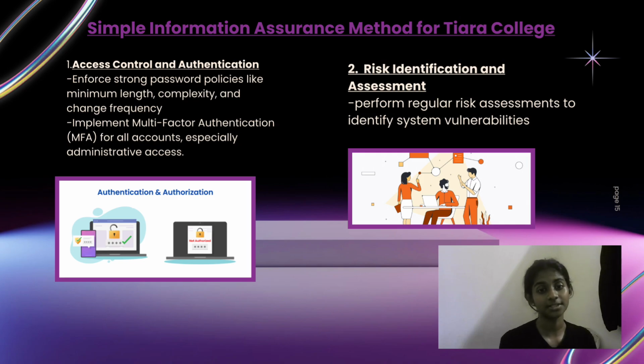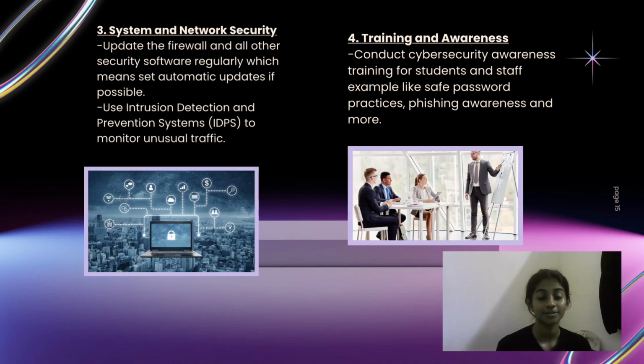And the second method is risk identification and assessment, which means that you have to regularly perform a risk assessment and check for vulnerabilities to avoid hacking. And yeah, that's all. So now the third method is system and network security, where you should keep your operating system updated and update your firewall to keep your computer and operating system safer, and you can reduce the risk of getting hacked.